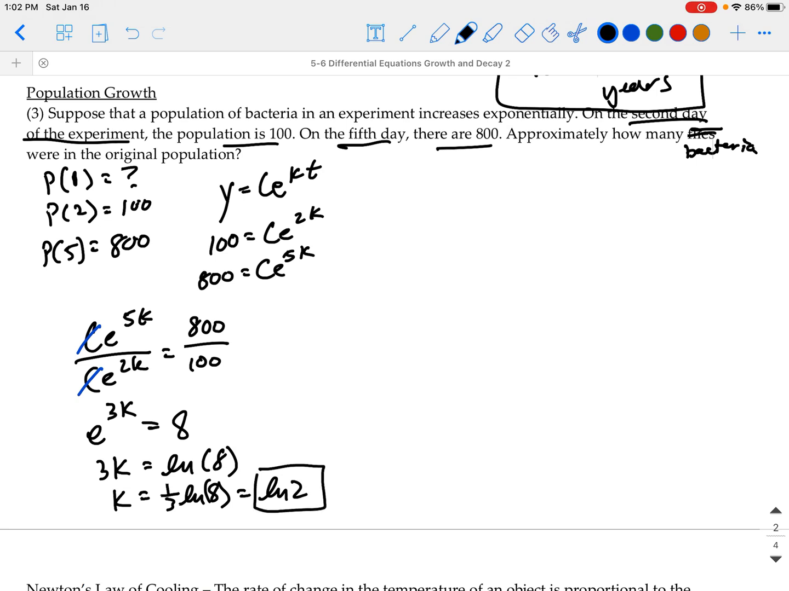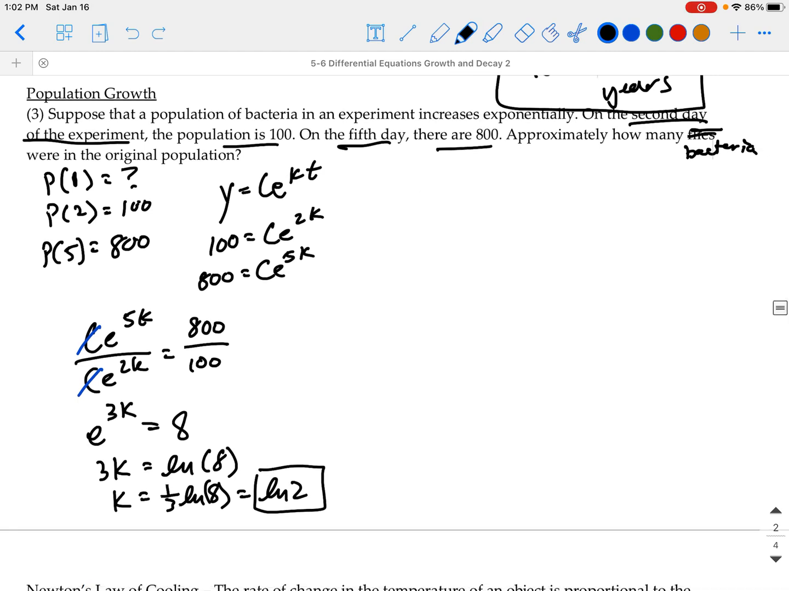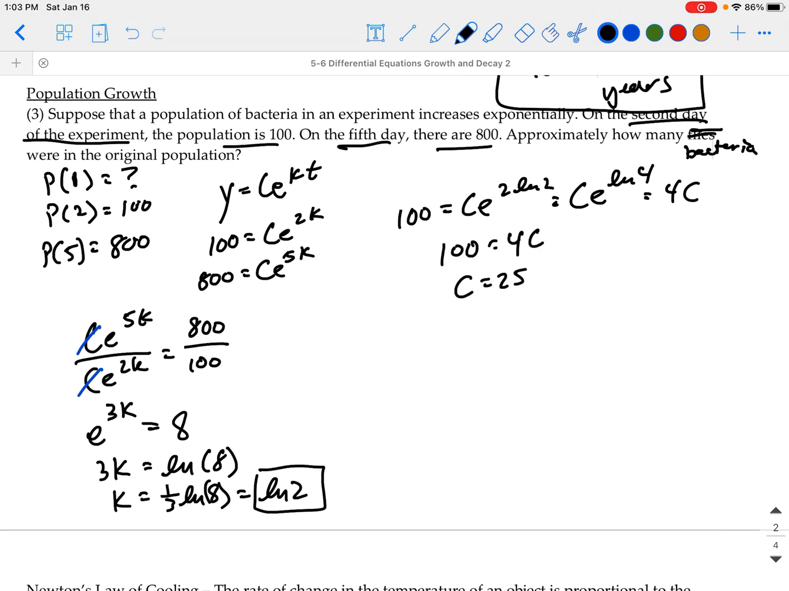So then if we want to know our population on the first day, on the original population date, note that y of 1, we need to find C. So we can take either equation and then isolate for C. So let's use the first equation. So we'll have Ce^(2 ln 2), which is equal to Ce^(ln 4), which is just equal to 4C. So 100 equals 4C, which means C is equal to 25.